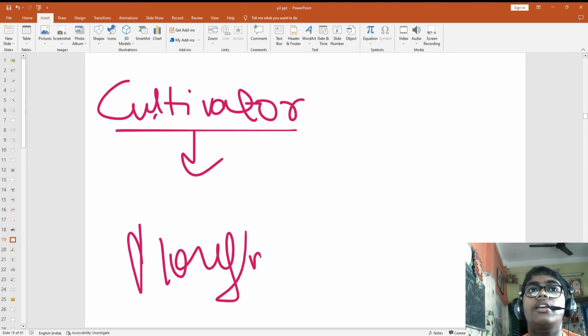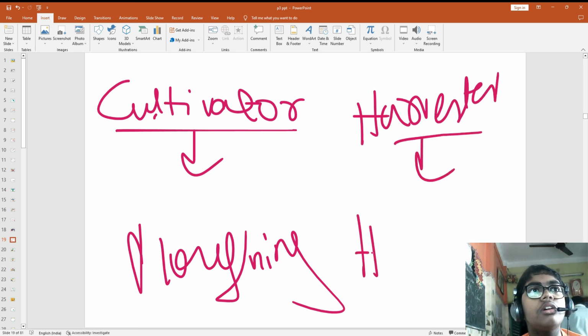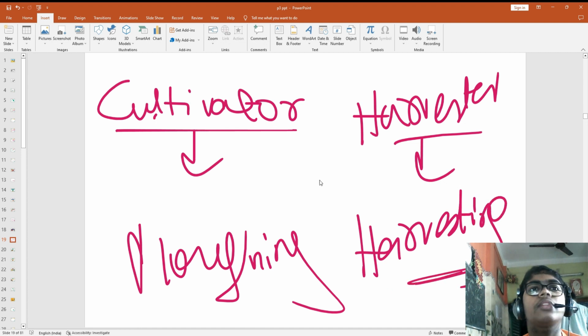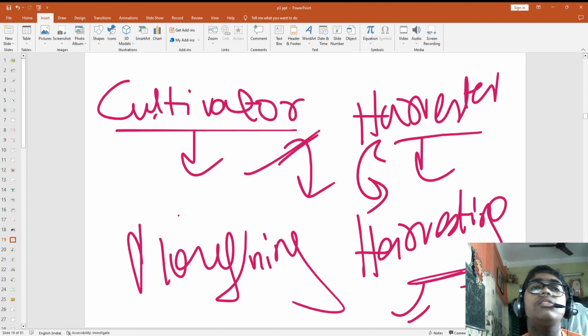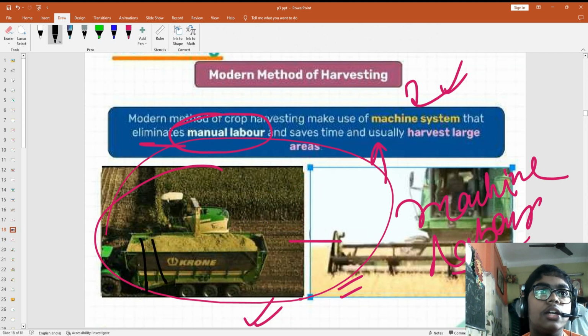plowing. And a harvester, from the name it is harvesting, so harvester is used for harvesting. Understood this part? Cultivator is for plowing, harvester is for harvest. So this will not be cultivator. This is a harvester.